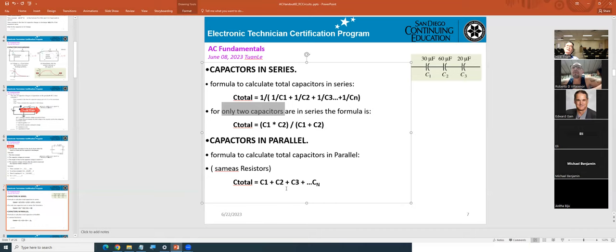Okay, so basically we can say, okay, in series, same as resistor in series. Okay, so if you get capacitors connected in series, if you want to substitute them by one capacitor, then you have to apply the formula we gave you here. Okay.